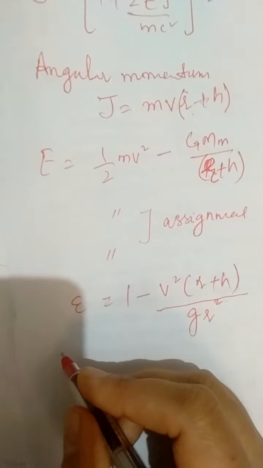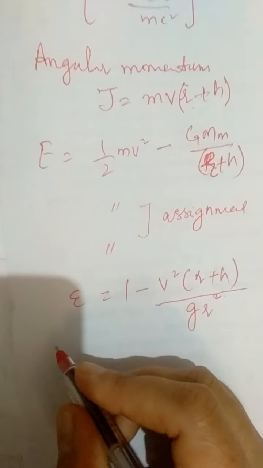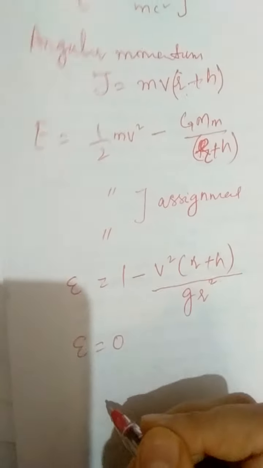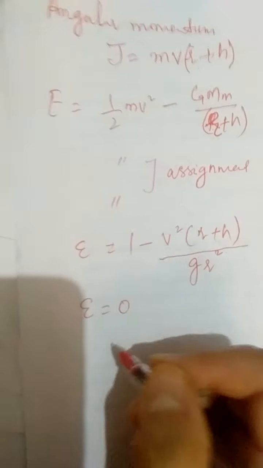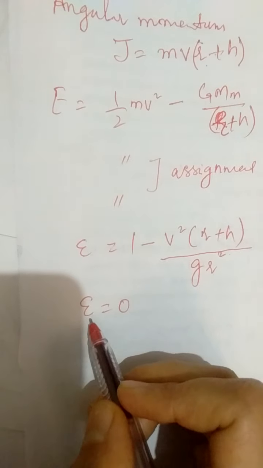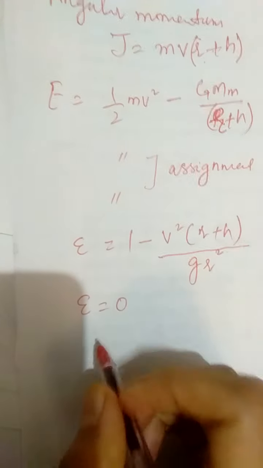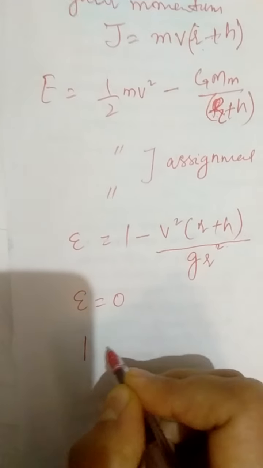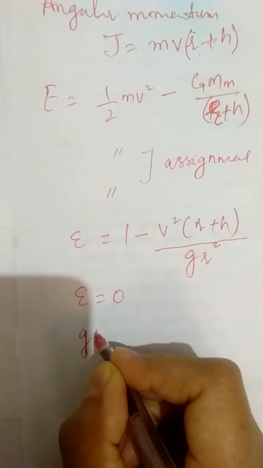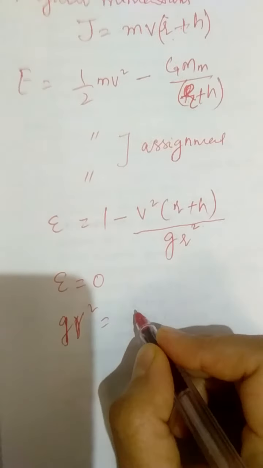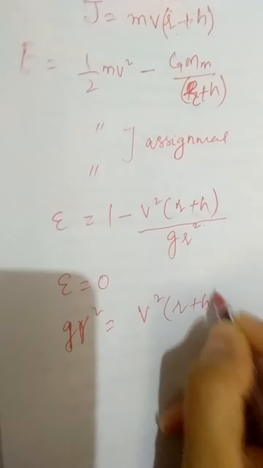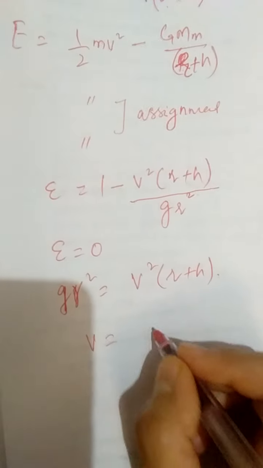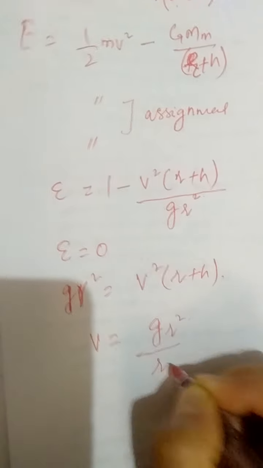In case of a circle, because if you are interested that the satellite should revolve around the Earth in a circular orbit, we know that eccentricity is 0. We have already done that in a previous video, right? So eccentricity in case of a circular orbit is 0. Once this is 0, that means 1 or g r square is equal to v square (r plus h). So from here you can get the velocity of the satellite.